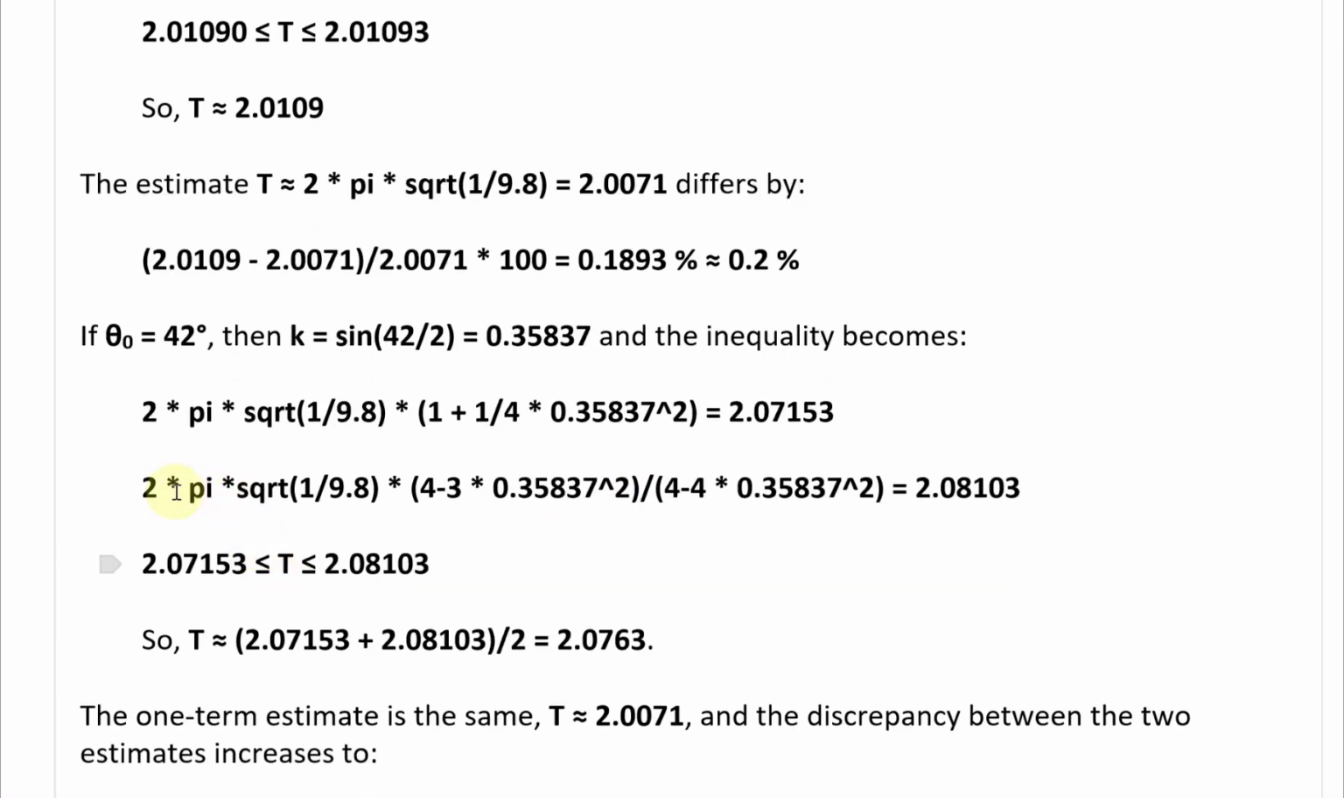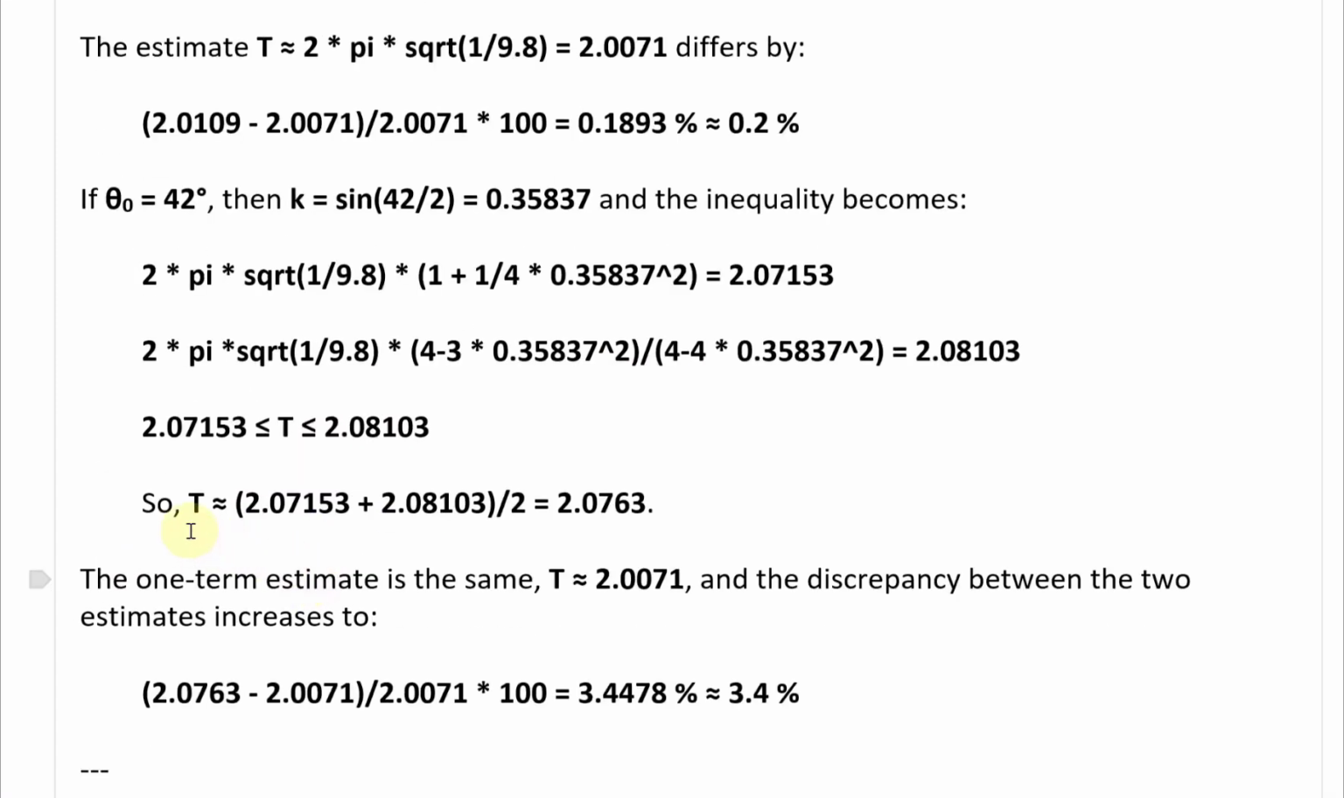And then the next one is a geometric series. We have the same 2 pi square root L over G, then 4 minus 3 times k squared, and then divided by 4 minus 4 times k squared. And this equals 2.08103, and it just rounds it up. Like that. And then put that in between. So then T is going to be greater than or equal to this part here and less than this.